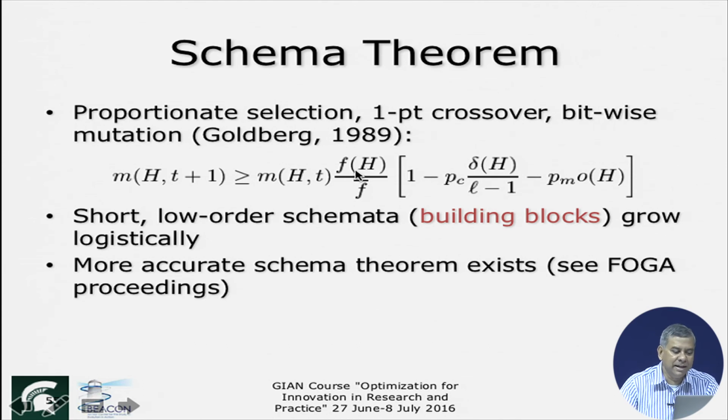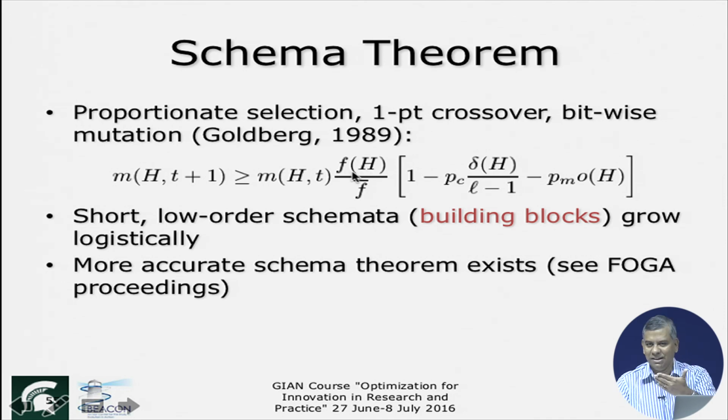The way it's defined, it's the average fitness of all the strings in my population that is represented by the schema. Again, I'll take an example and you'll see what I mean. F bar is the average fitness of the population, not with this schema: all the members that I have in the population, if I take an average fitness. So this ratio actually tells us how good this schema is.